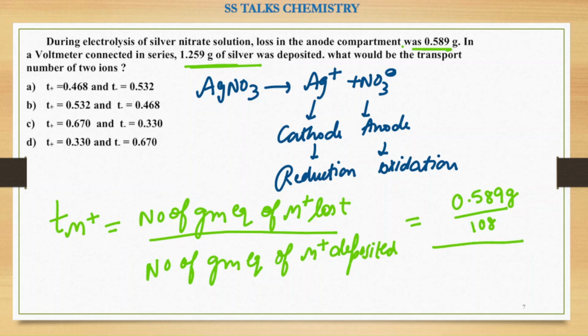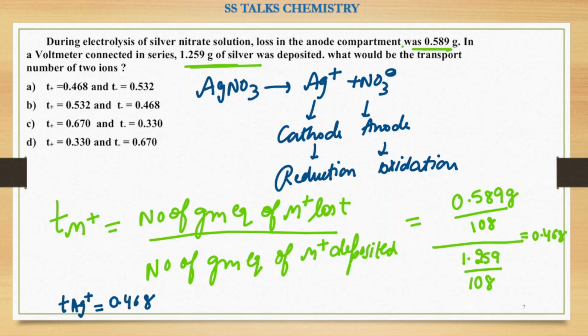Now in the denominator, the number of gram equivalents of the metal which is being deposited is given by the weight, 1.259, upon its equivalent weight, which is 108 grams. So this is going to give you the transport number value, which comes out to be 0.468. This is the transport number for the Ag+ ions. So the transport number of Ag+, we are getting as 0.468.